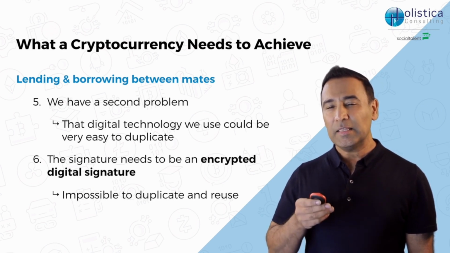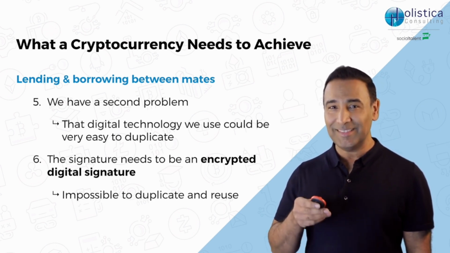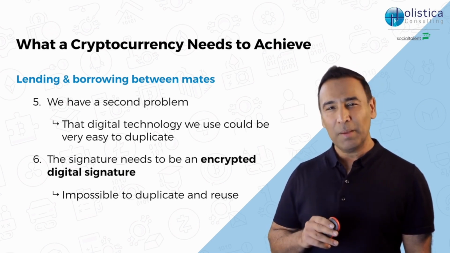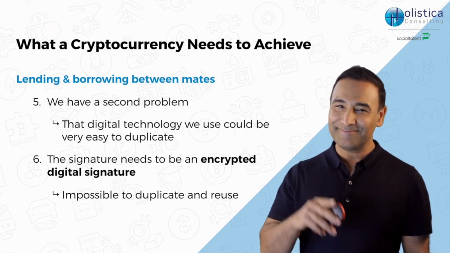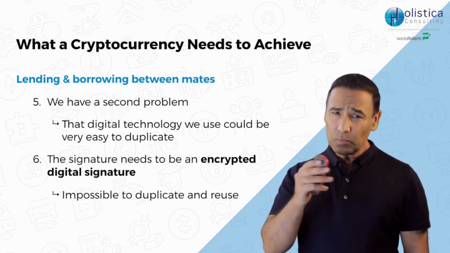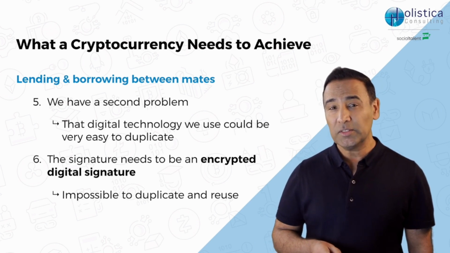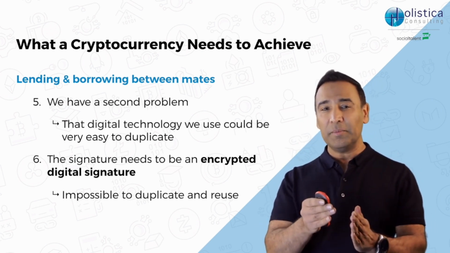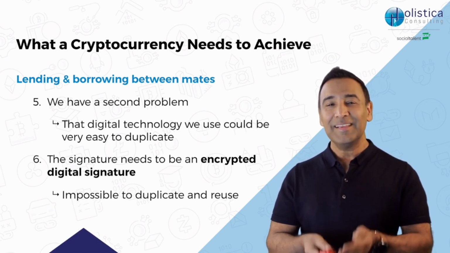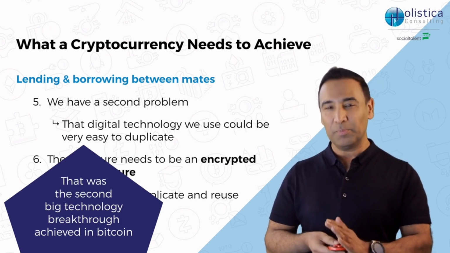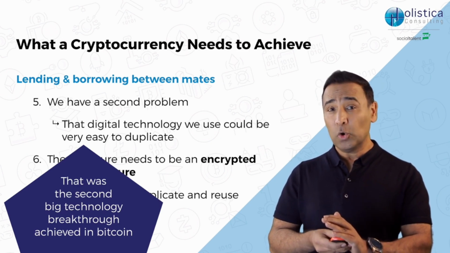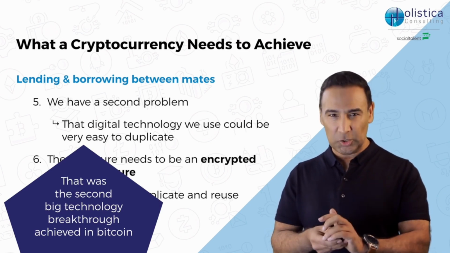So the signature needs to be an encrypted digital signature. Someone did that. Remember David Chaum and his blind signatures? So here's what they came back with in Bitcoin. What about a digital signature which doesn't stay static? It changes all the time, making it impossible to duplicate and reuse. Digital signatures were the second big breakthrough when it comes to achieving a currency like Bitcoin. Bitcoin utilizes encrypted digital signatures.